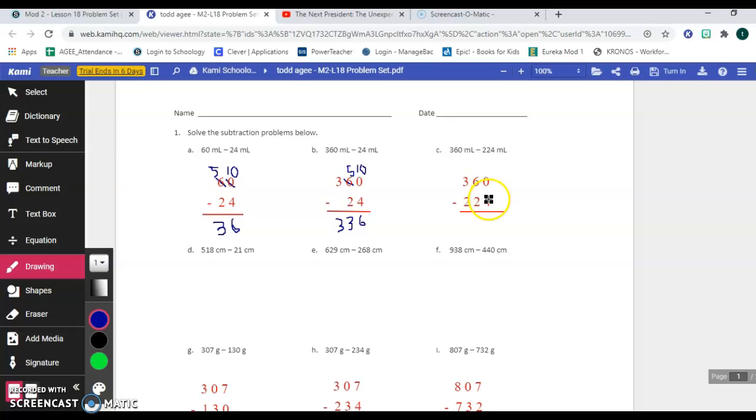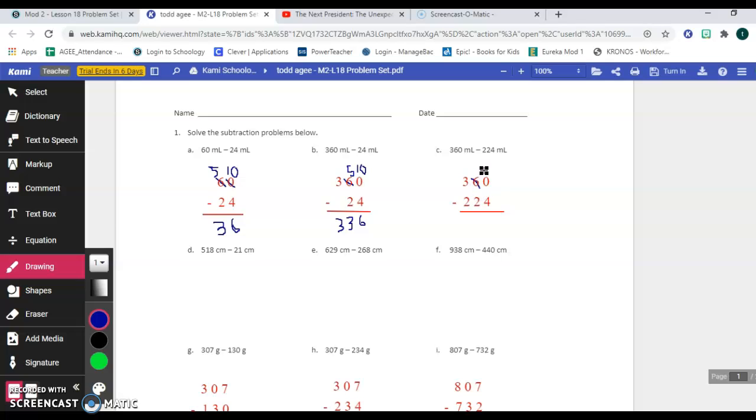0 ones minus 4 ones. I can't do that in this algorithm. Now, technically you can do 0 minus 4. You just can't do it in this algorithm. 0 minus 4 would end up being negative 4. But it wouldn't make sense to have a negative 4 down here in my difference. This algorithm is built to work with positive numbers. So 0 minus 4, can't do that.